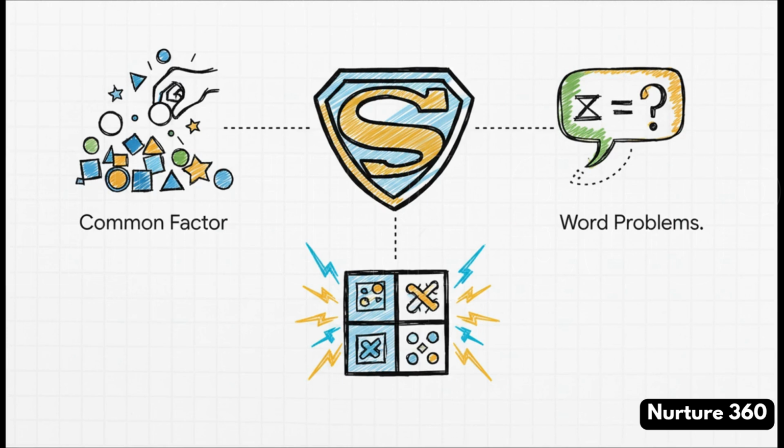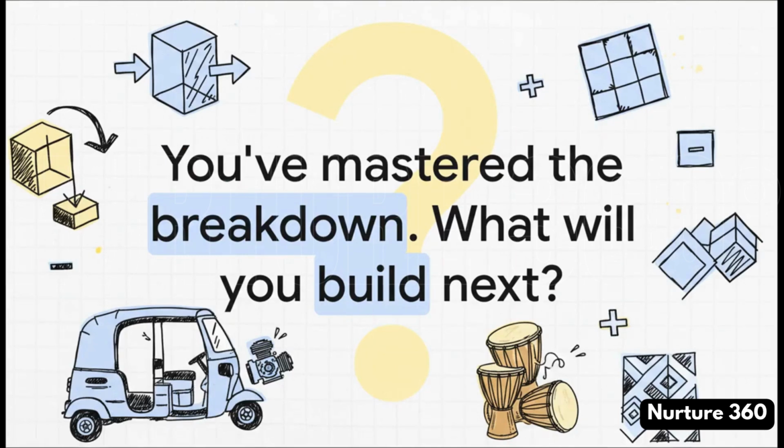You've got the quadratic box in your toolkit to handle those tricky quadratics, and you can translate word problems into math and solve them. That's huge. Think about it. You now have this incredible skill of taking something that looks really complex and breaking it down into its simple, manageable parts. And that ability, that goes way beyond a math class. So I'll leave you with this question. Now that you've mastered the breakdown, what are you going to build next?